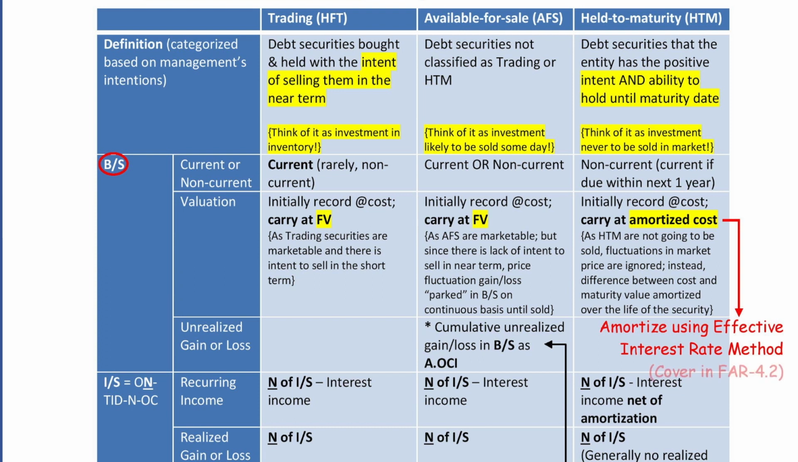And we're going to cover this in FAR 4.2, where we'll have a detailed discussion on bonds payable. Now guys, in this section, we are looking at the investor's perspective, who's investing in debt securities or investing in these bonds. In FAR 4.2, we will look at the issuer's perspective, who's actually issuing the bonds. And that is where we'll cover in detail the effective interest rate method to amortize the bond discount or bond premium.